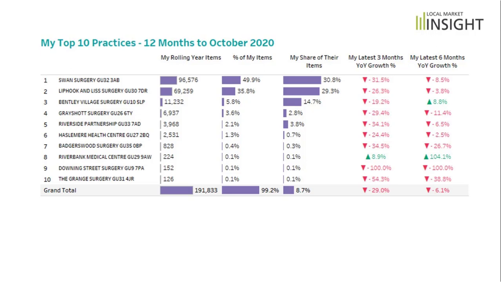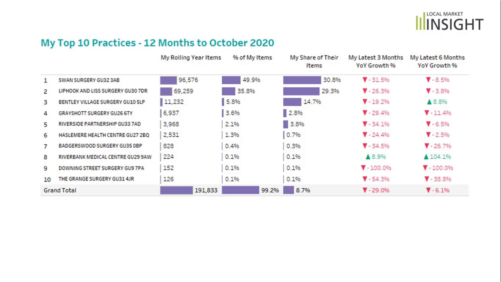The next view shows us the practices above ranked descending on the rolling year items contributed to our pharmacy. We see the number of rolling year items coming from each of those surgeries and what percentage of my items that makes up. We also see the percentage of their items that comes to us from each of these practices. Here, we can also see the growth of each of these practices within my pharmacy for the latest 3 and latest 6 months versus the same time period last year.